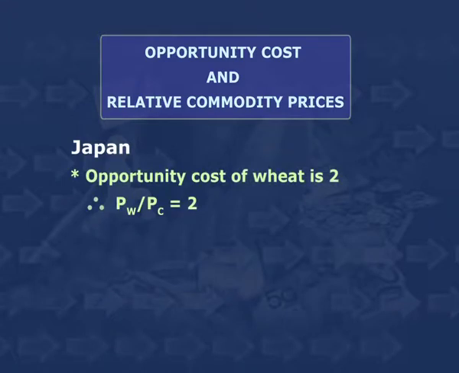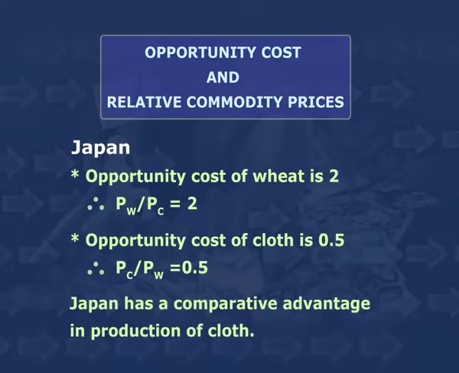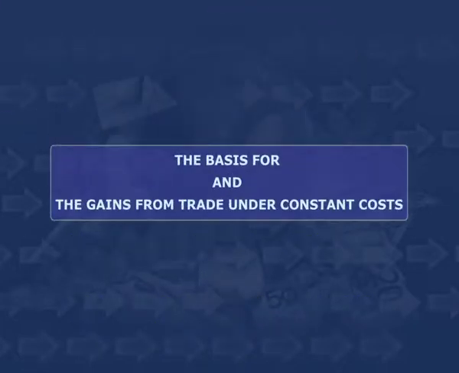The opportunity cost of wheat in Japan is 2. Therefore, PW by PC is equal to 2 in Japan. Similarly, the opportunity cost of cloth in Japan is 0.5. Therefore, PC by PW is equal to 0.5. It shows that the relative price of cloth is lower than the relative price of wheat in Japan. Hence, Japan has a comparative advantage in the production of cloth. Now, we will look at the basis for and the gain from trade under constant costs.